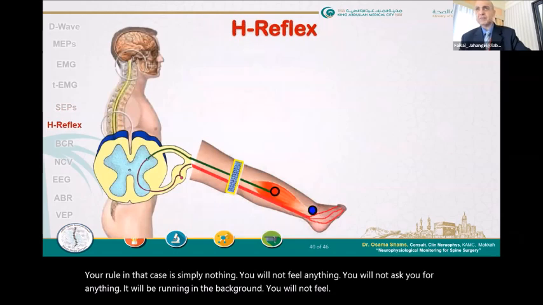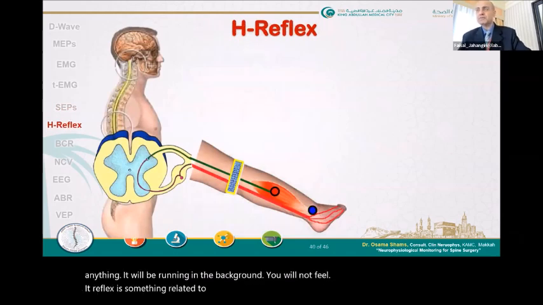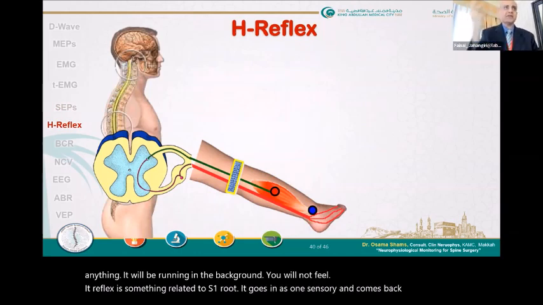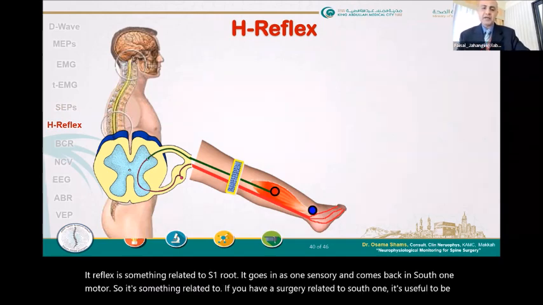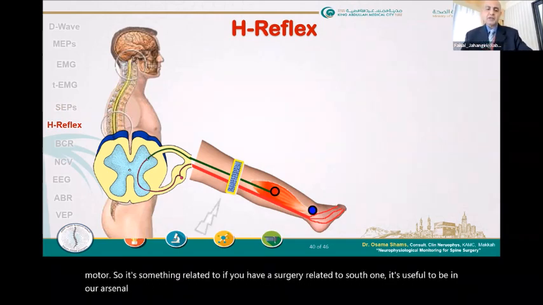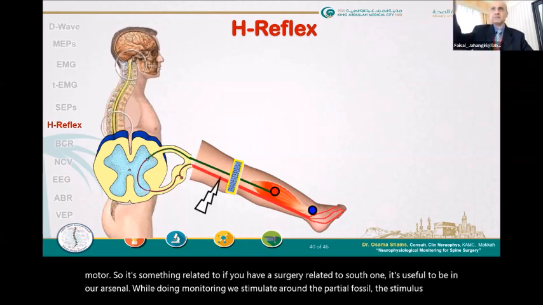H reflex is something related to the S1 root. It goes in S1 sensory and comes back in S1 motor. So if you have a surgery related to S1, it's useful to have in our arsenal while doing monitoring. We stimulate around the popliteal fossa. The stimulus goes up and comes down.